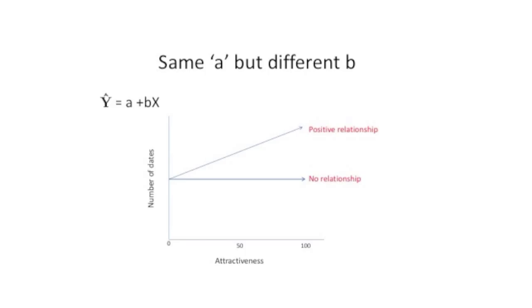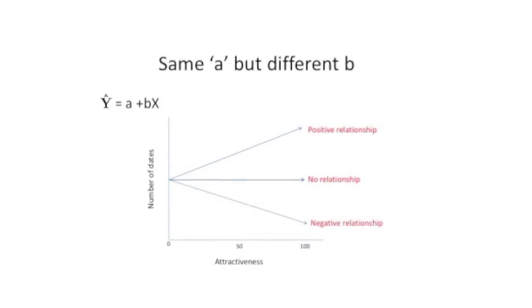What about if there was a relationship between attractiveness and the number of dates, and you found that the more attractive somebody is, the fewer dates they have? Then you would find a negative relationship. In this case, B would be less than 0. So the B's define the direction of the relationship and how strong it is. The steeper the line, the stronger the relationship.